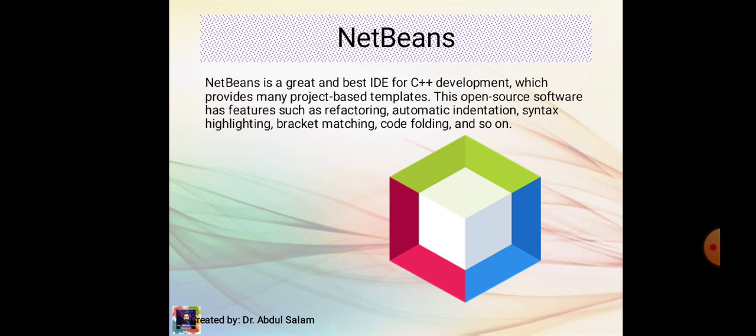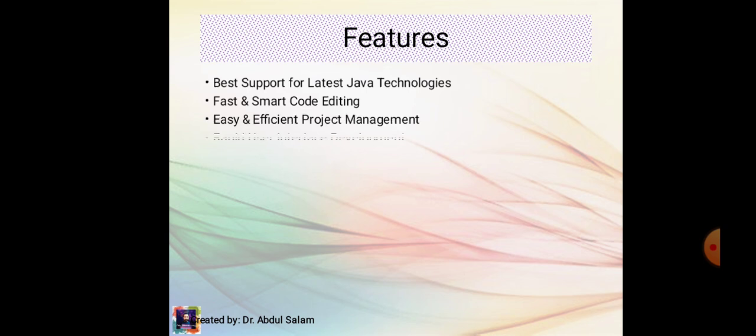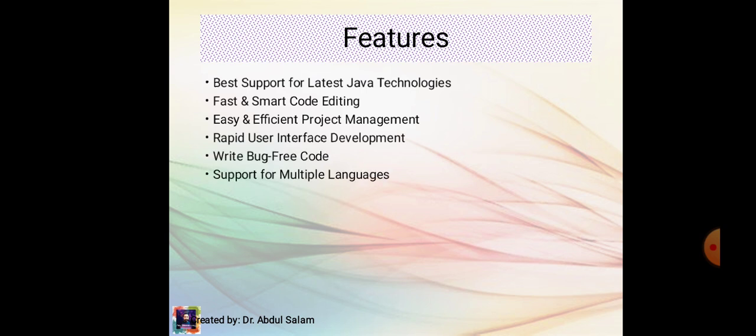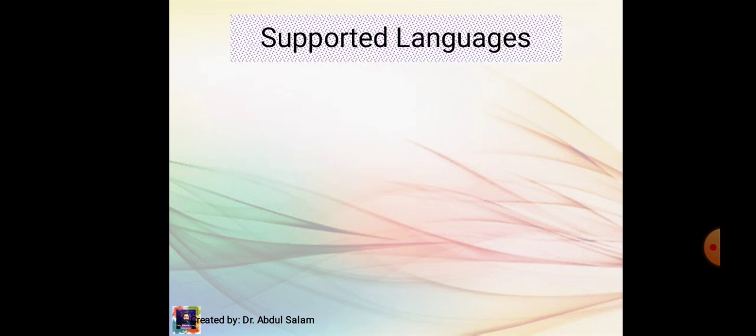What is NetBeans? NetBeans is a great and best IDE for C++ development, which provides many project-based templates. This open source software has features such as refactoring, automatic indentation, syntax highlighting, bracket matching, code folding, and so on. Here are some features: best support for latest Java technologies, fast and smart code editing, easy and efficient project management, rapid user interface development, write bug-free code, support for multiple languages. Its supported languages include Java, C, C++.